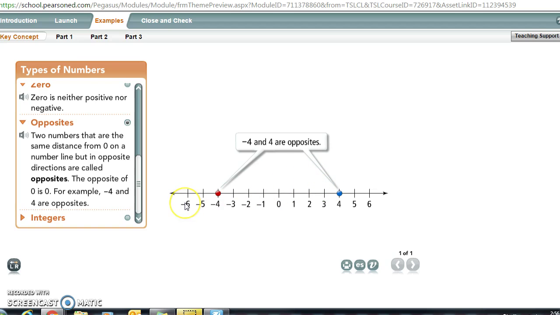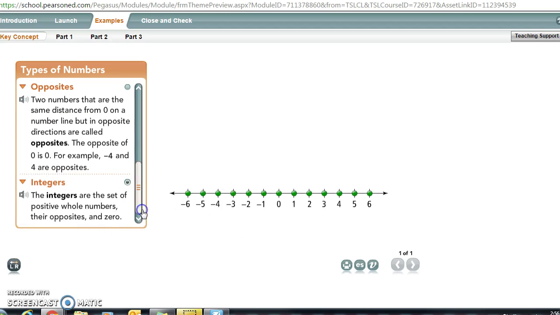So if I am -6, the opposite is 6, because -6 is 1, 2, 3, 4, 5, 6 spots away from 0. So if I'm at 0, it's 1, 2, 3, 4, 5, 6 spots away from 0. An integer. This is important. The integers are the set of positive whole numbers, their opposites, so those will include negatives, and 0.